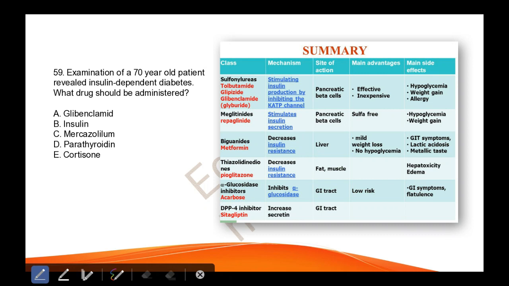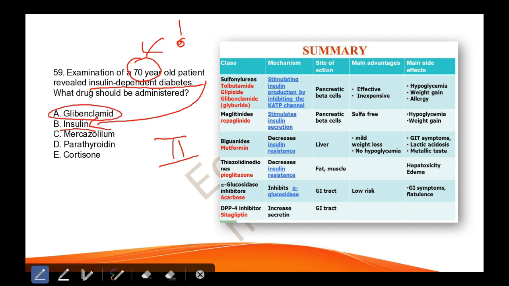So in this question, we have a 70-year-old patient revealing insulin-dependent diabetes. You may immediately think after reading the question that we should use insulin, but you should pay attention to the age of the patient. This is type 2 diabetes mellitus. So we administer glibenclamide as it stimulates insulin production. This is a sulfonylurea class drug.